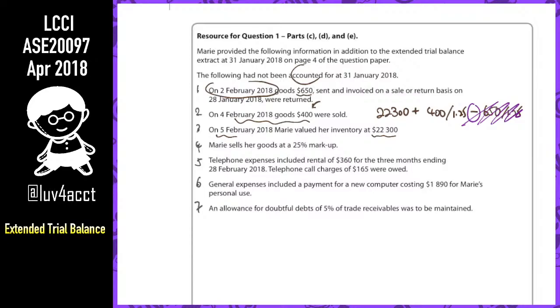So let us keep to the correct one, just to tell you there is such a thing of deducting 520. I don't understand. 22300 plus 400 divided by 1.25, that is 22300 plus 320.